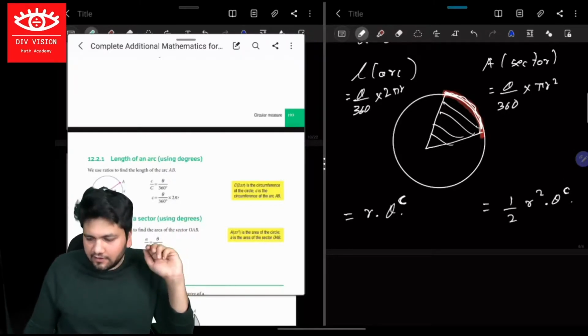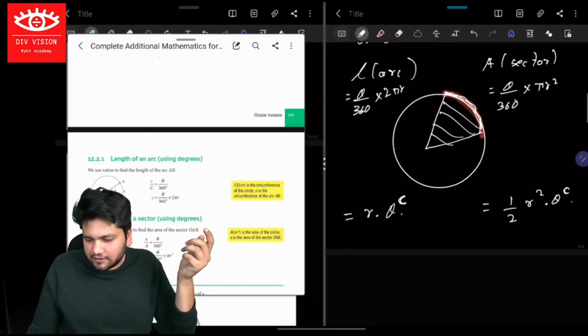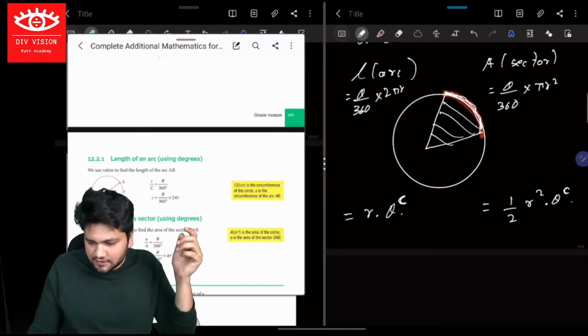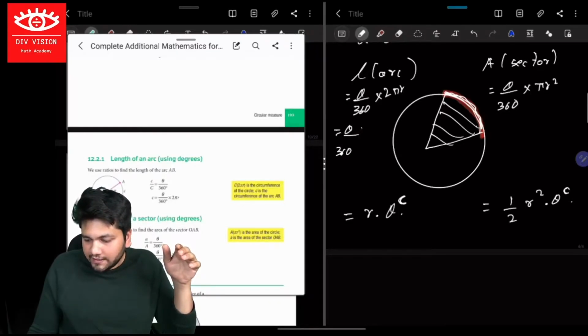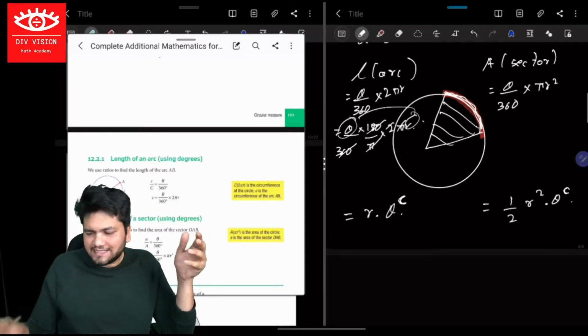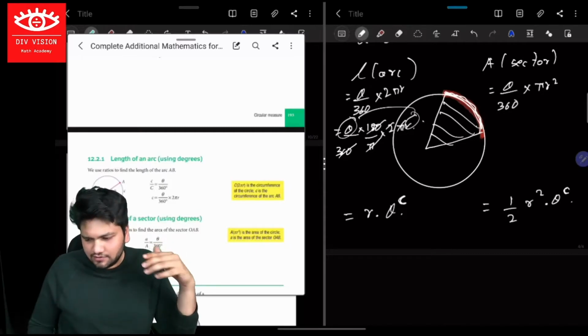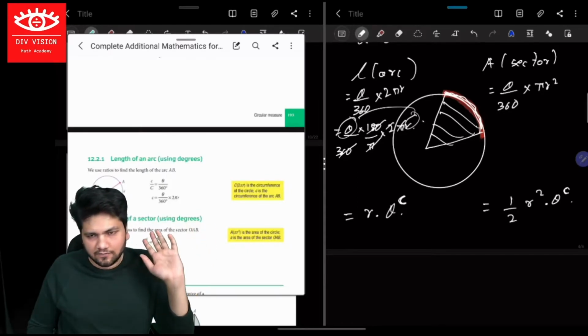Now, in this formula, theta was in degrees. If you want to convert that theta into radians, we multiply by 180 by pi. If theta is in radians, we convert it into degrees: 180 by pi into 2 pi r, whatever it is. Now we can cancel this 180 and 2 with 360, and we can cancel pi with pi. So eventually we'll get theta and r. Same proof you can apply there: just convert that theta radian into degrees and you get the same formula.